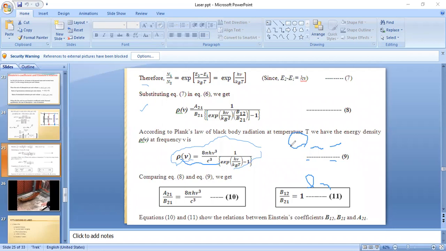Let us come to another conclusion we have got in terms of equation 11. Throughout the experiment, you have to maintain B12 by B21 equal to 1. What does it mean? B12 is equal to B21. Furthermore, the rate of stimulated absorption should be maintained equivalent to the rate of the stimulated emission process. So equations 10 and 11 are very important if you would like to produce lasers.